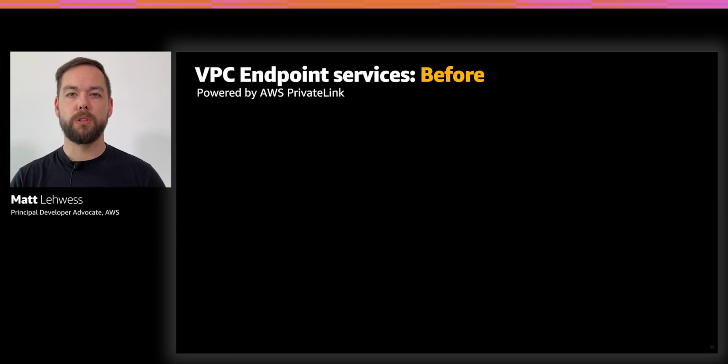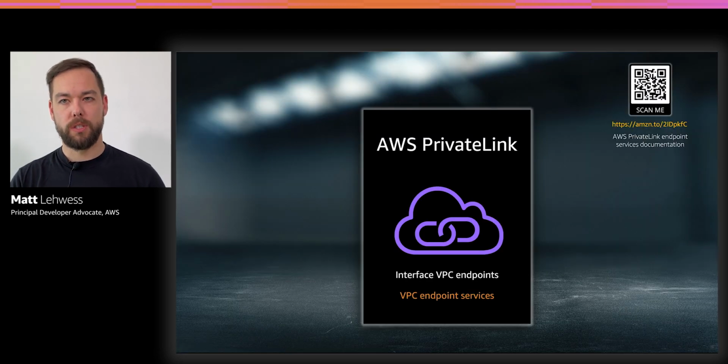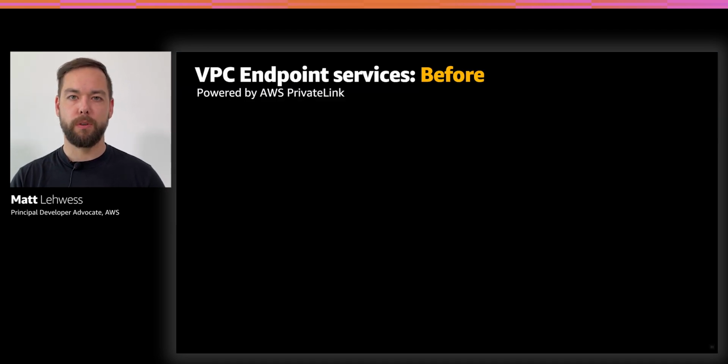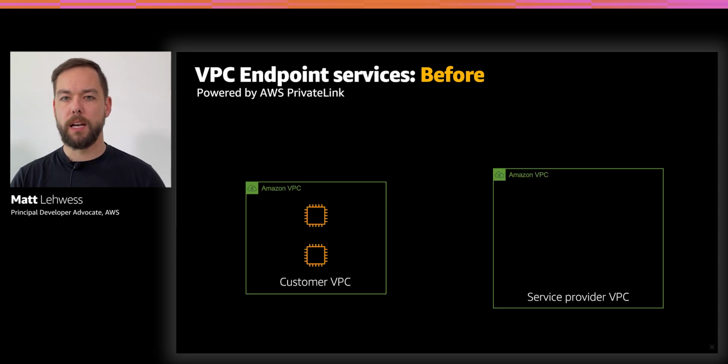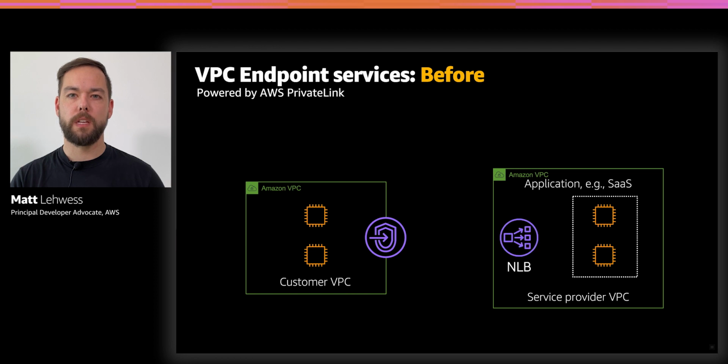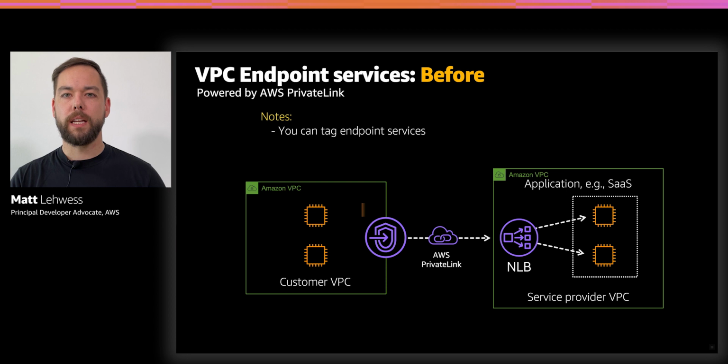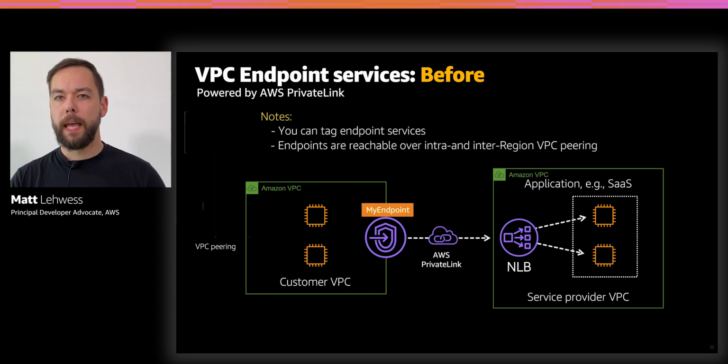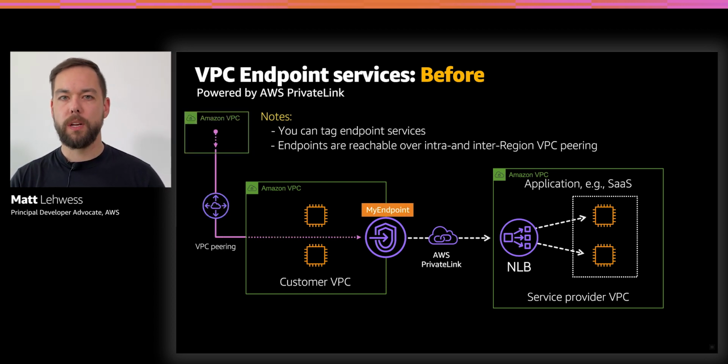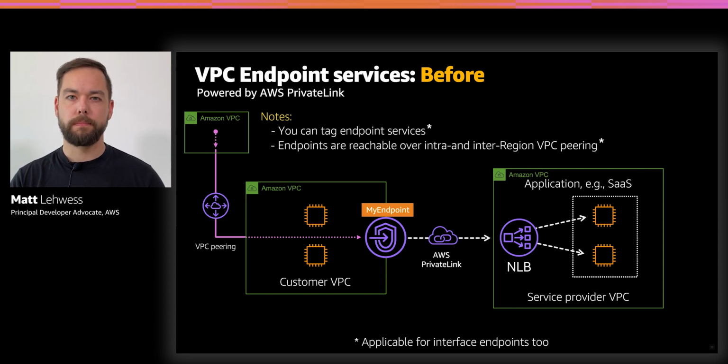All right, so let's move along to VPC endpoint services. And again, I generally update the QR code in the top right-hand corner for each one of those screens as well. So interface endpoint services are where we've got a customer VPC, we've got a service provider VPC, we've then got Privatelink, we've got an NLB, and we can do things like tagging an endpoint. Endpoints are reachable over intra or inter-region VPC peering, and you've got this service provider VPC where your service is essentially running behind an NLB, and you can offer that service to other VPCs.